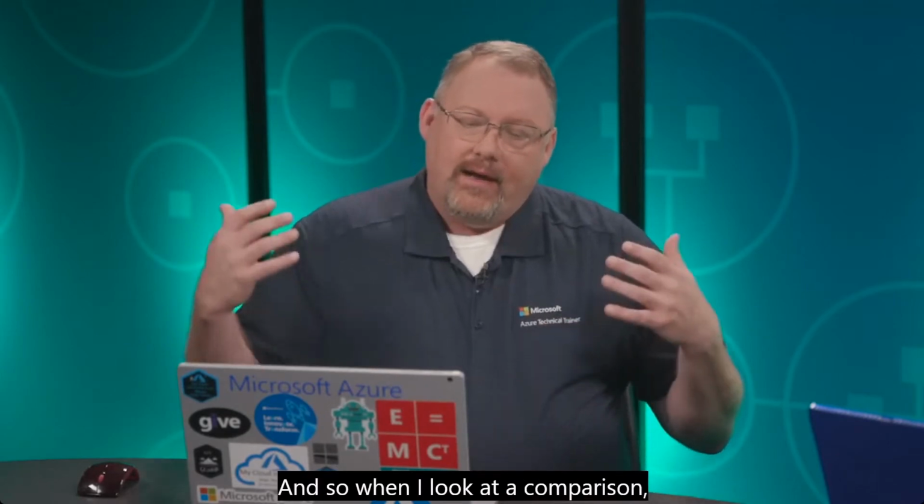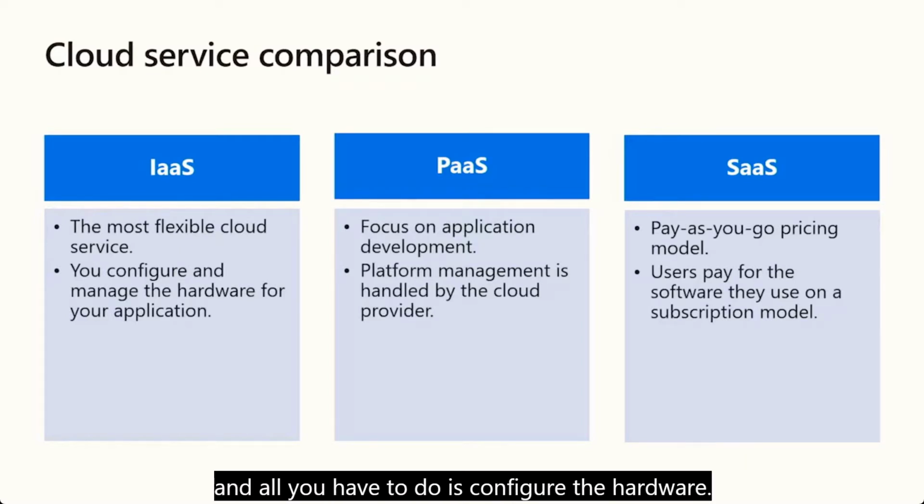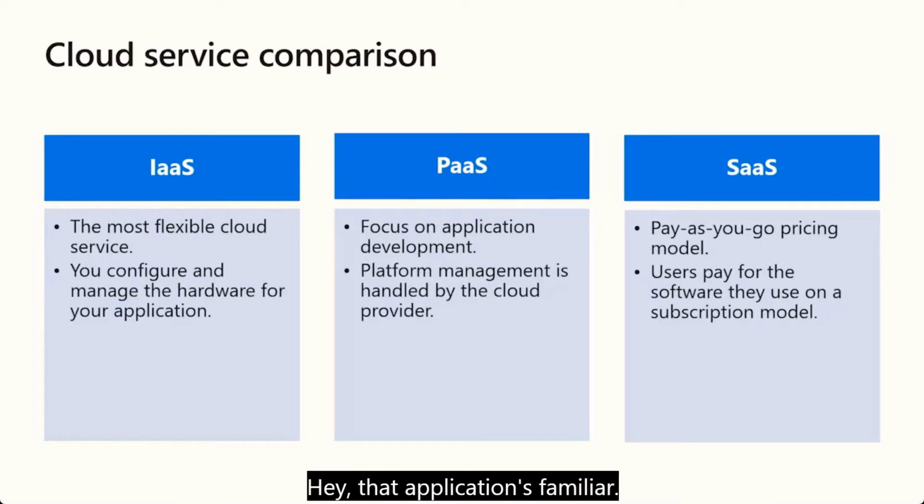And so when I look at a comparison, just as a summary of all of this, IaaS, infrastructure as a service, is a flexible cloud service because really it is, hey, I want to move that machine from on-prem into my cloud environment, and all you have to do is configure the hardware. From an IT pro standpoint, this is where a lot of people start with cloud. Hey, that application's familiar. I know that operating system, whether it's Linux or Windows, and oh yeah, I did say Linux. We'll talk about that in Module 2.